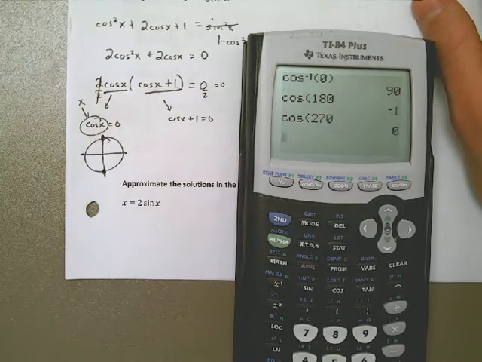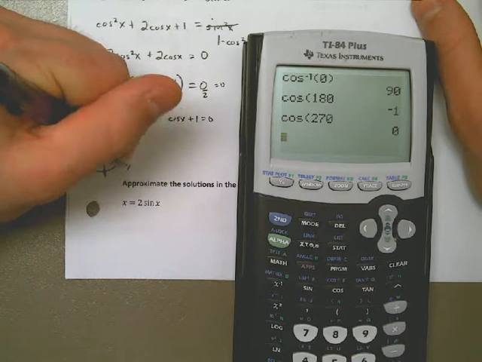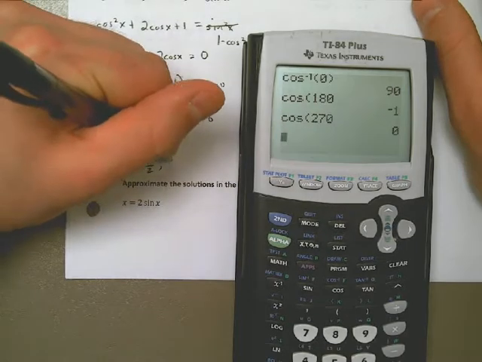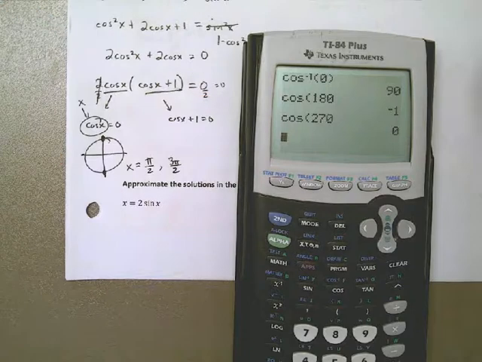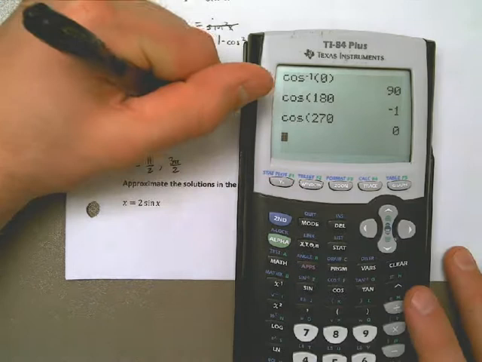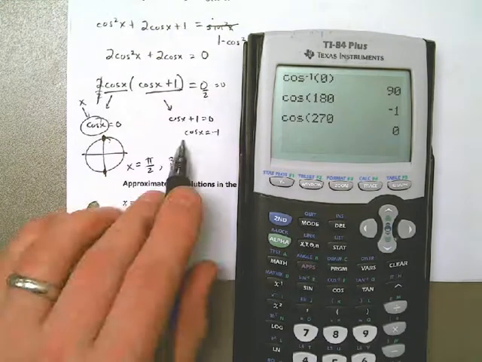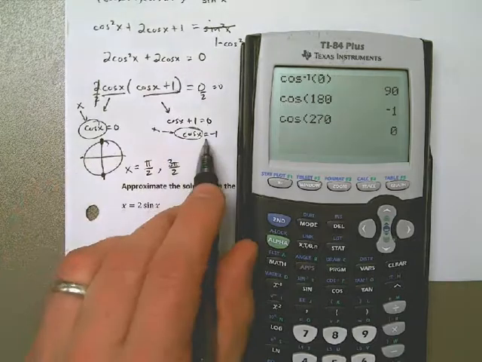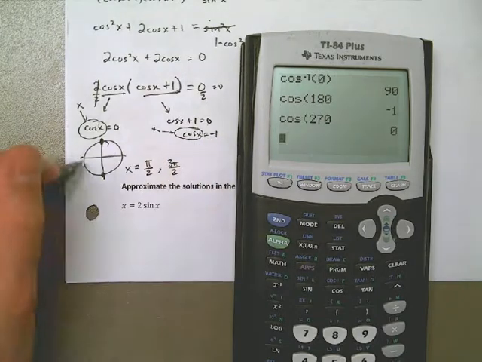Now let's worry about this one. Cosine of x is equal to negative 1. And by the way, I can even use the same approach. Knowing that this is the x-coordinate on the unit circle, where's the x-coordinate negative 1? Well, that's only when you go as far left as you possibly can. That's at 180 degrees, or pi. And there's your solution to this problem.